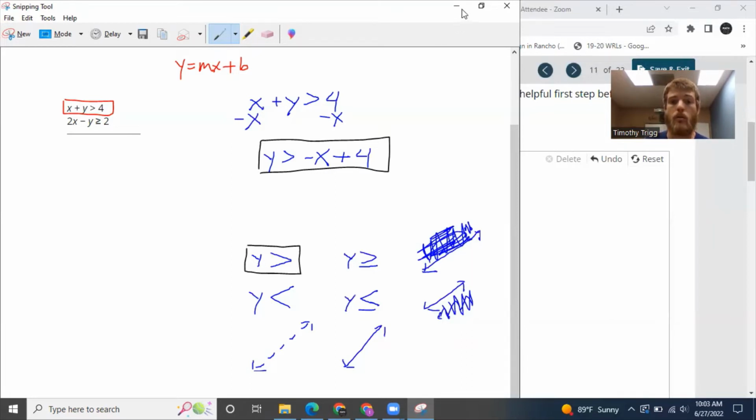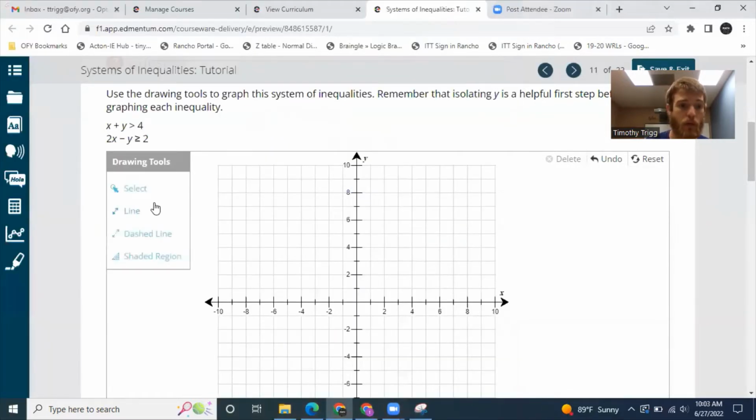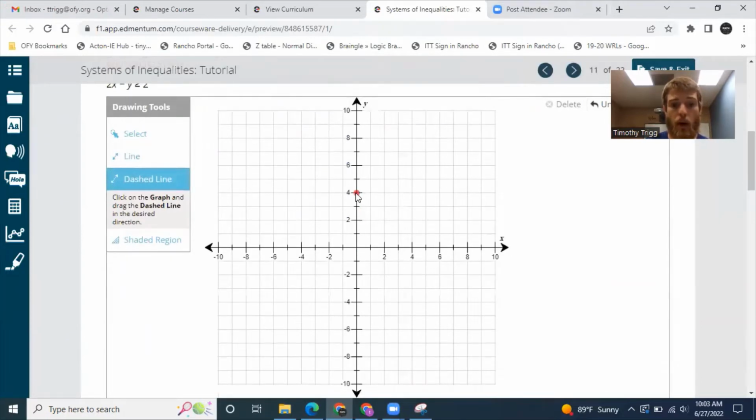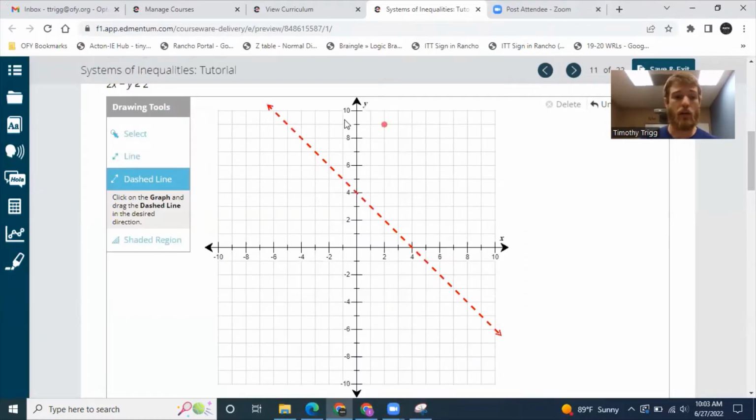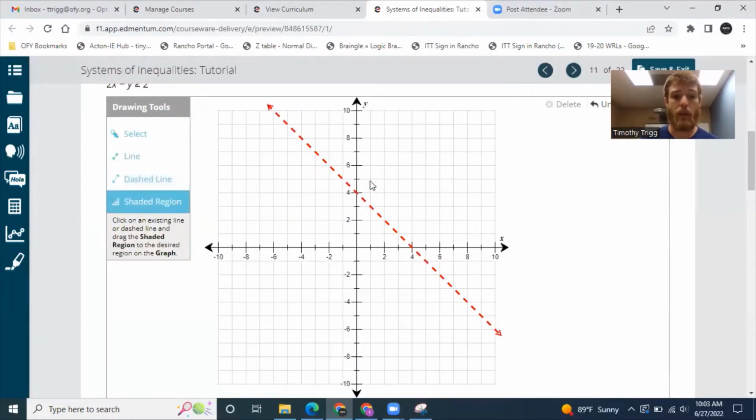So let's go ahead and graph that. y is greater than negative x plus 4. It's going to be a dashed line, and our y-intercept is +4. So at +4, and our slope is -1, which is the same as down 1 over 1. So it'll be like this. And like we said, since it's y is greater than, we're going to shade above that line. So that's going to be over here, like top right. So shade the region over here, and that should be your first inequality.